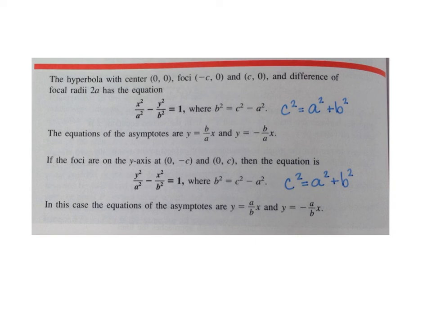Some nice things: the way we find our foci is the same, and the sum of focal radii is the same. However, we are going to look at equations of asymptotes, because that's actually very important when we're dealing with hyperbolas, because they approach specific lines but never touch them. And those lines help define the hyperbola.